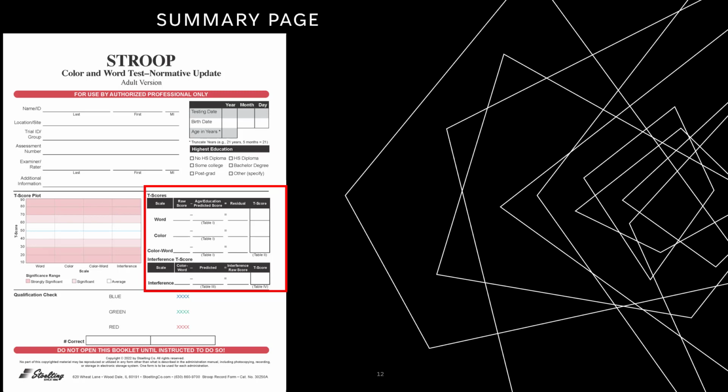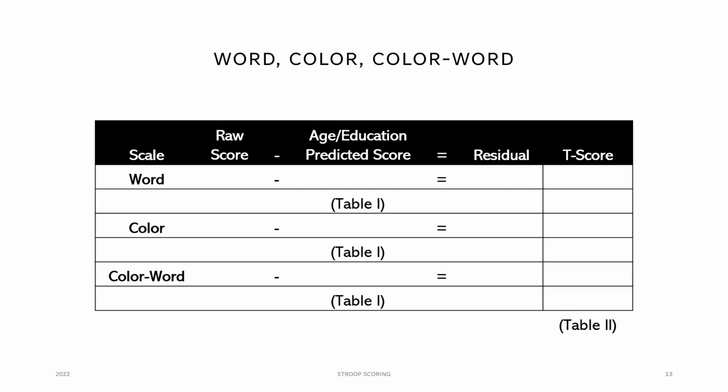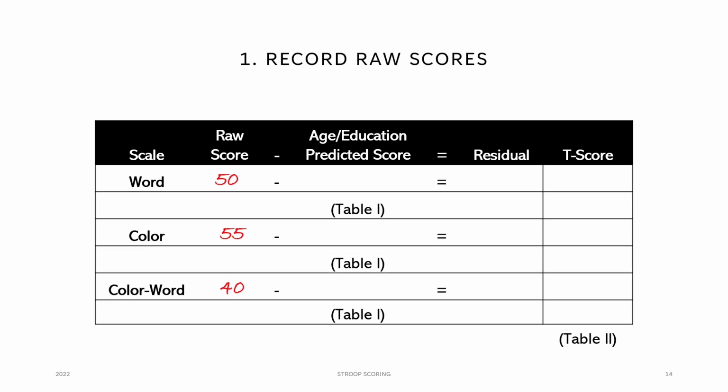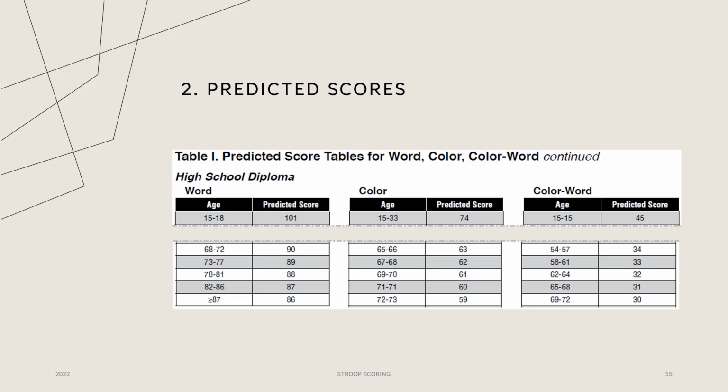Now we'll get into the scoring using our raw scores. So let's start by calculating the word, color, and color word raw scores down to the T-scores. So in this example, let's assume this individual got the following raw scores. We will note those. We'll then want to get what the predicted scores are for this person. So to get that, we'll look in our appendix in table 1 in the manual, and this is in the normative update version.